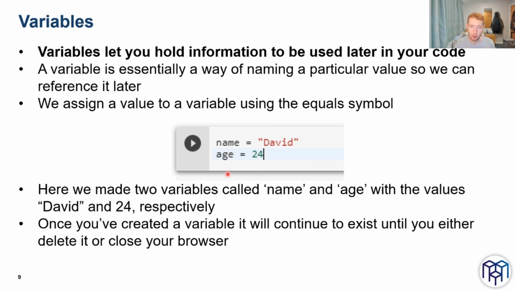And so here we created two variables, name and age, and the values of those variables, kind of the data they point to, is David and 24. And again, the key point here, when we're creating text data, we use quotes, and when it's numeric data, we just put the number in. And so once we've created a variable, Python's going to remember that as long as we keep our browser open and we don't manually delete it. So it's consistent for that length of time, but if we close our browser or manually delete it, then we'll have to create it again.